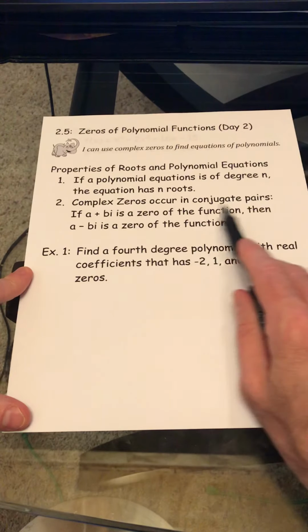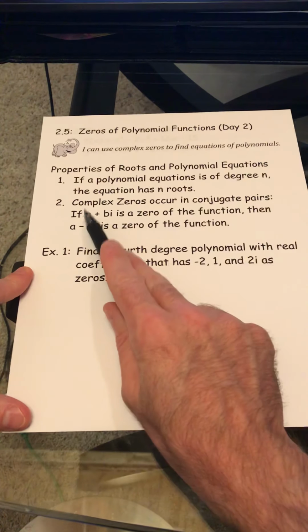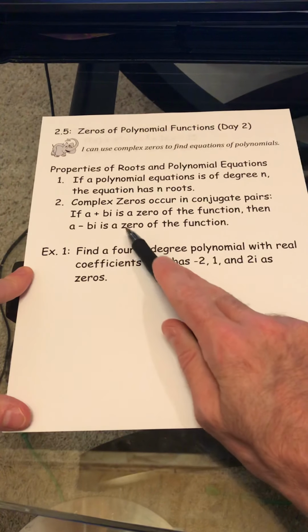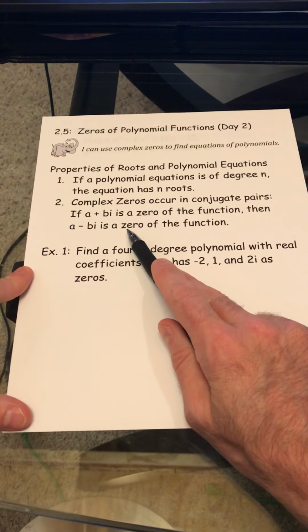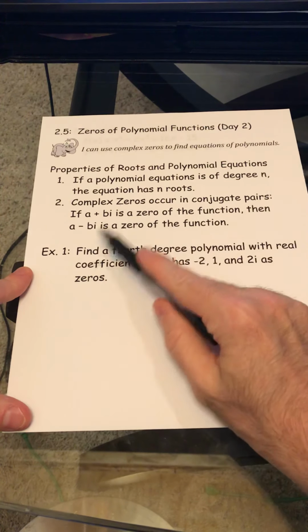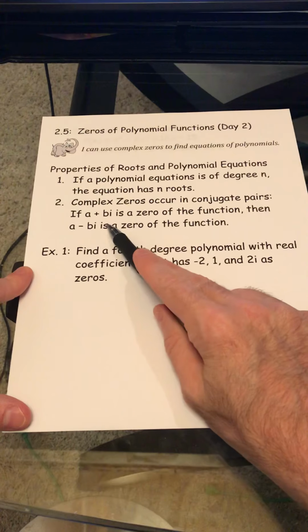Complex zeros occur in conjugate pairs. If a plus bi is a zero of the function, then a minus bi is a zero of the function as well. If you think back to when we did complex numbers with division, we used the conjugate pair, and that's leading into what we're doing here.